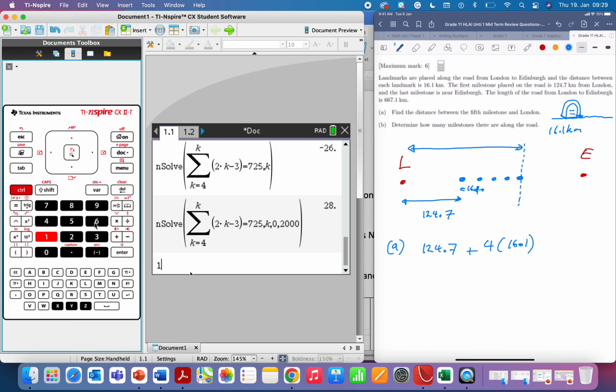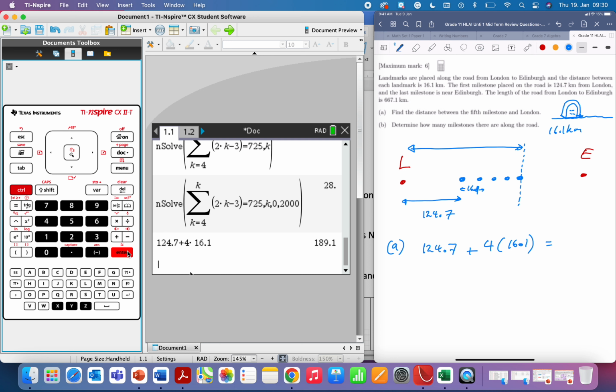124.7 plus 4 times 16.1. There we go. We've got 189.1. Always the units. Also, it's kilometers. I don't believe it. That would definitely be in miles if they were markers in the UK. Anyway, that's fine. Good. Can you see the arithmetic sequence here?